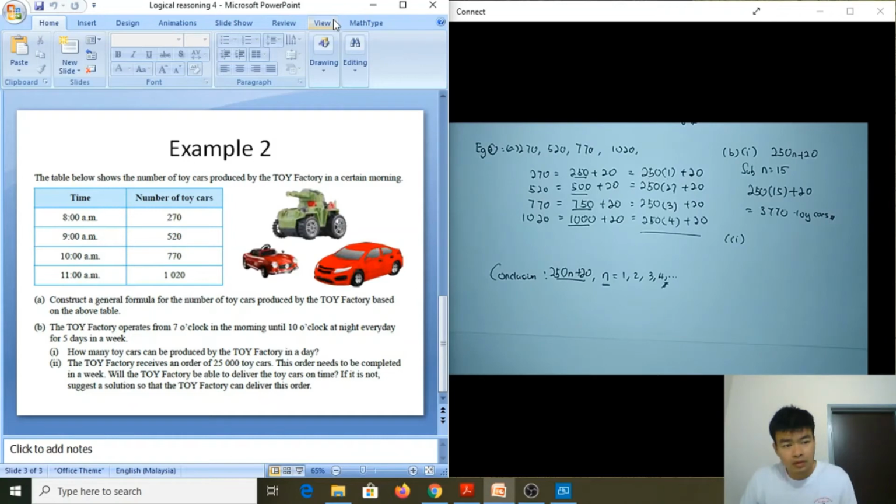The toy factory received an order of 2,500 toy cars. Okay, this order needs to be completed in a week. Will the toy factory be able to deliver the toy cars on time? If it is not, suggest a solution. Alright, so first we need to think, how can we do this?